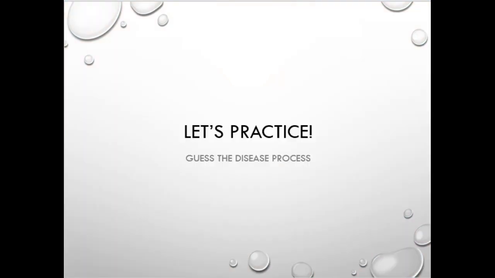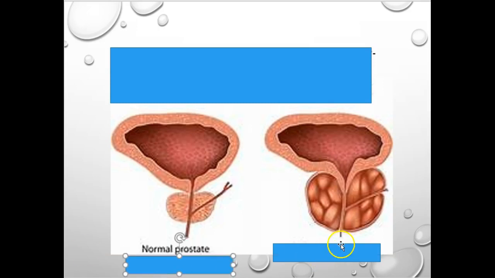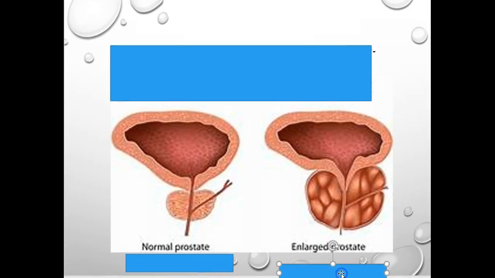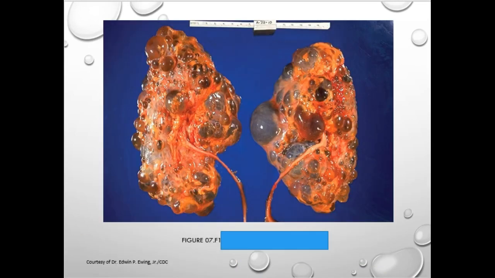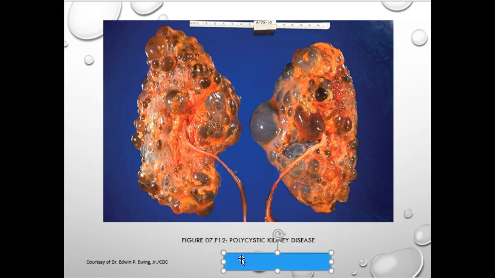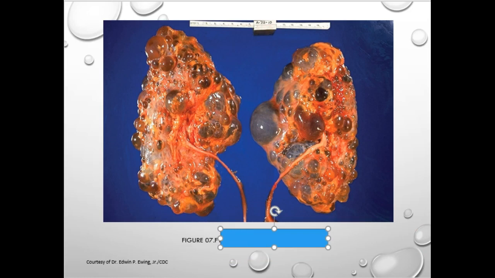So let's practice. Guess the disease process. This one's so easy, I'm just going to help myself. So now we know those anatomical structures. There's normal prostate as opposed to BPH. What do you think this is? Oh, this poor person. Oh my God. Could you imagine? I know you know what this is, but polycystic kidney disease. It's just awful what can happen.